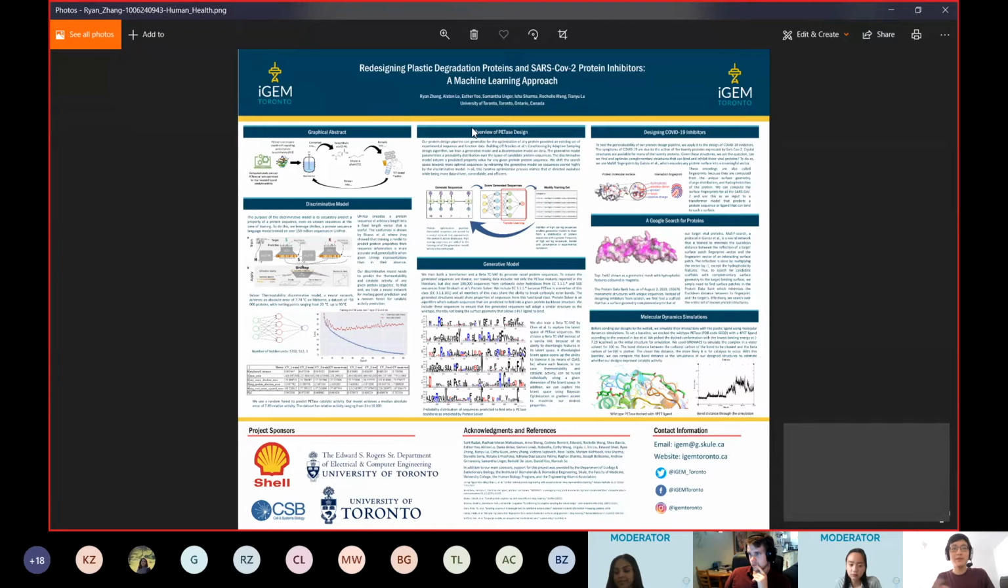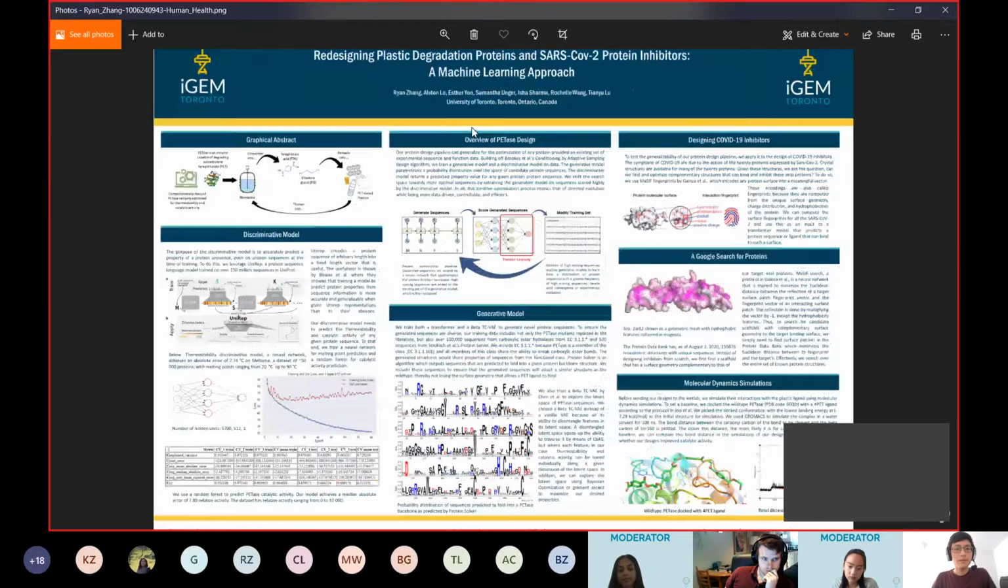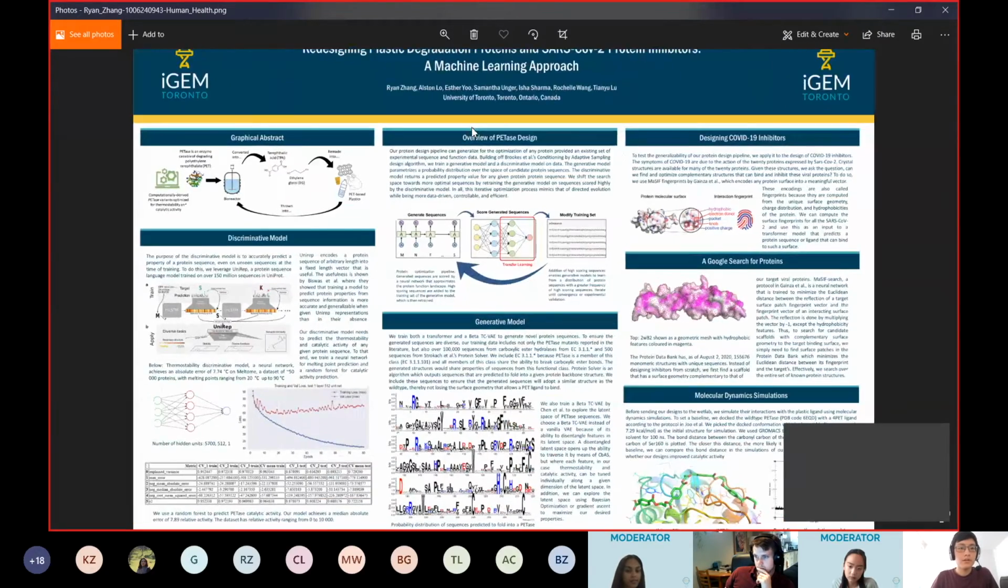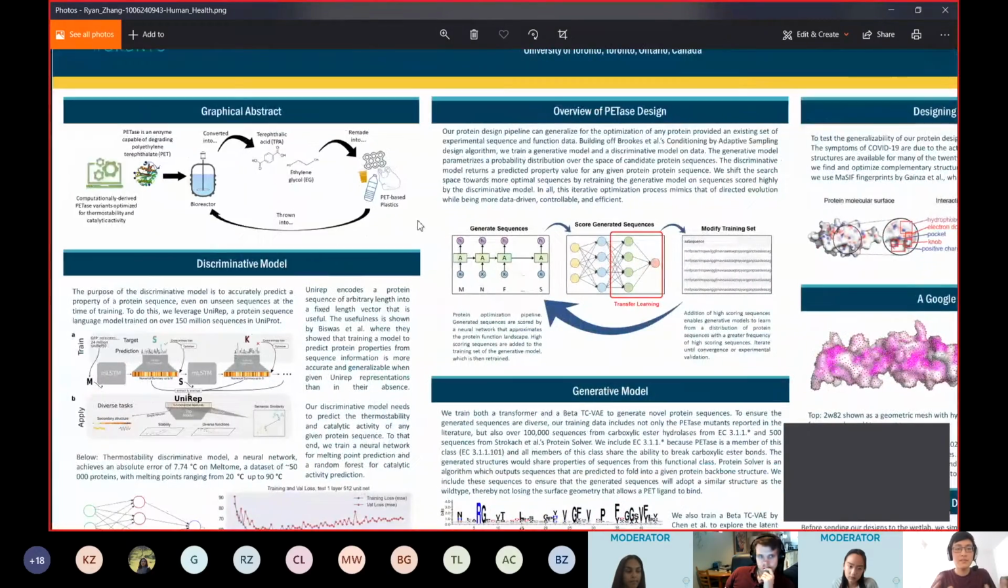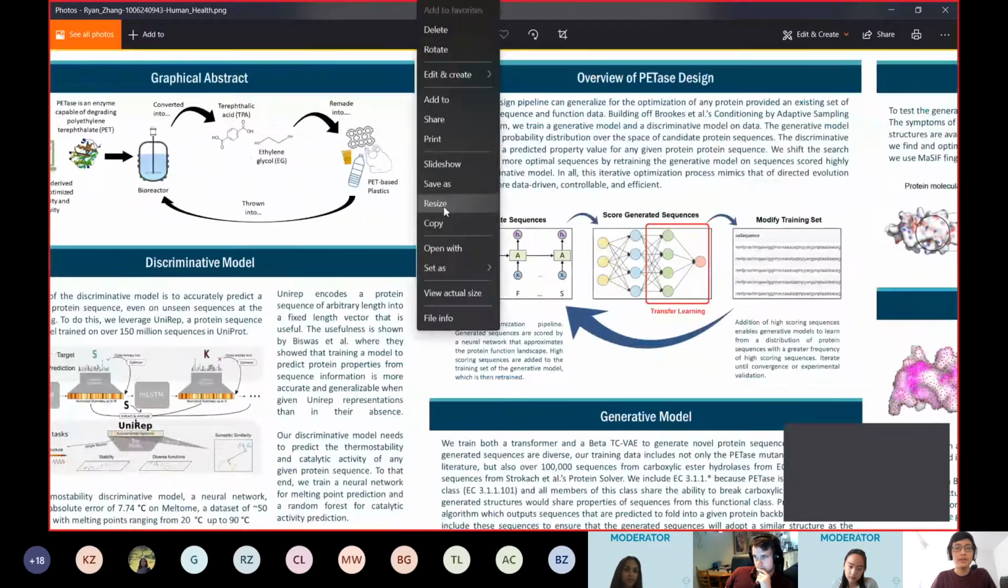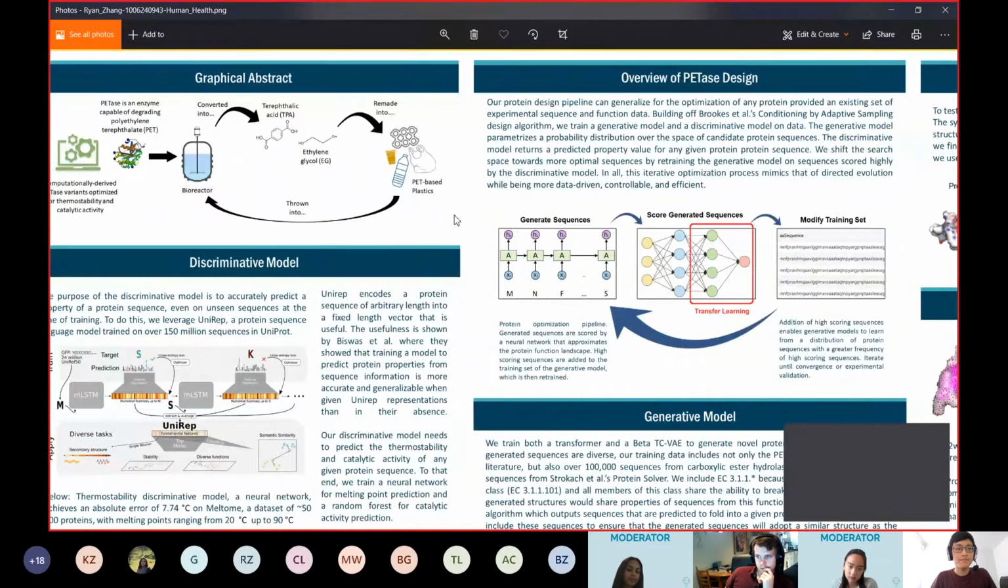So today I'm going to be talking about redesigning a plastic degradation pipeline using proteins, and also applying that pipeline over to SARS-CoV-2 protein inhibitors. Okay, so what we're going to do first is look at basically the idea behind this, right?